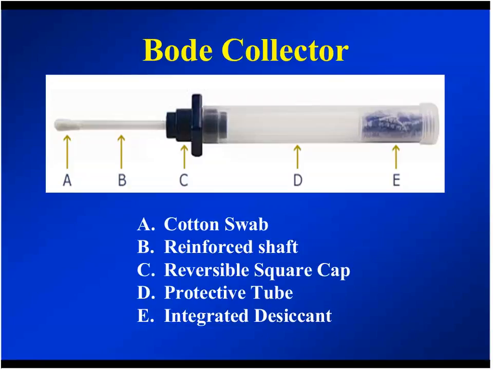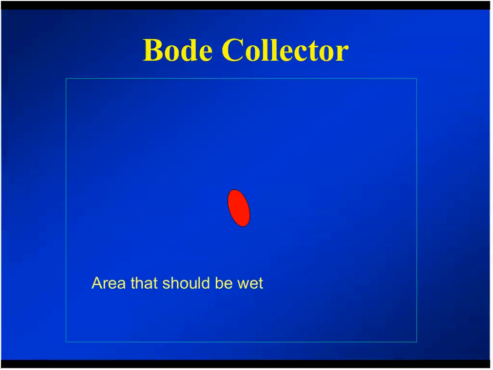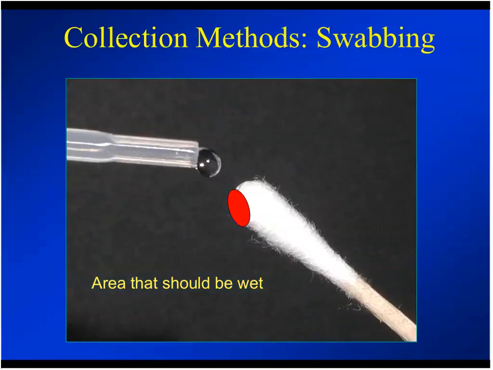Bode has come out with their own Bode collector, and what we'd like to say with this is that it has its own cotton swab, a reinforced shaft, a reversible square cap, a protective tube, and an integrated desiccant. What I like about this is you can swab whatever, whether it's biological or contact, you can literally put it on a flat surface, and the square cap will enable the swab to air dry. You can invert it. The desiccant will enhance the drying of it and forward it to the laboratory.